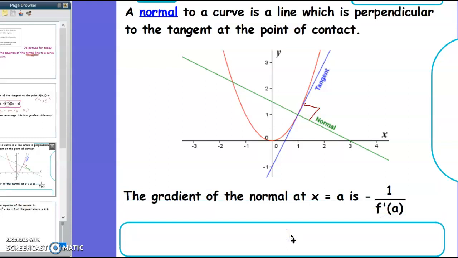So to find the gradient of the normal line, you just do the opposite reciprocal of the tangent. So I know that we said to show that two things are perpendicular, you don't talk about opposite reciprocals, you talk about how they multiply together to be -1. But to find it, you want to do the opposite reciprocal. So basically, I'm going to find the equation for the derivative. I'm going to plug in that point. Then I'm going to take the reciprocal of it and change the sign, and that's going to give me the gradient of the normal. Okay, so let's look at that.